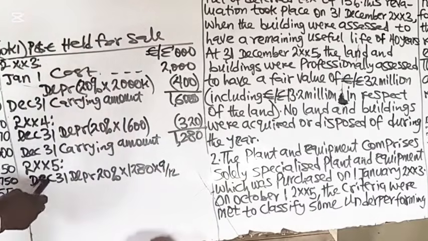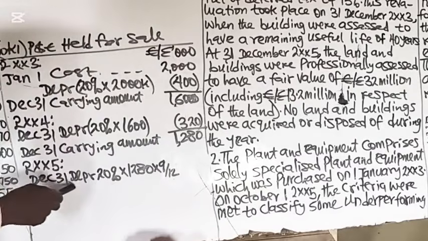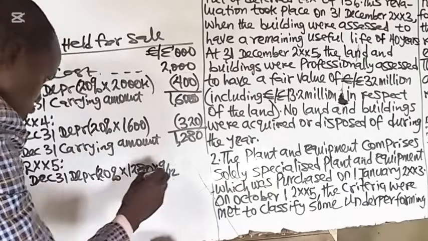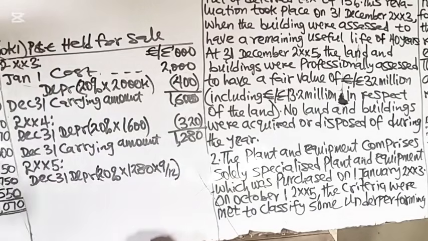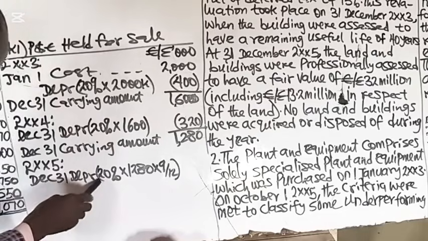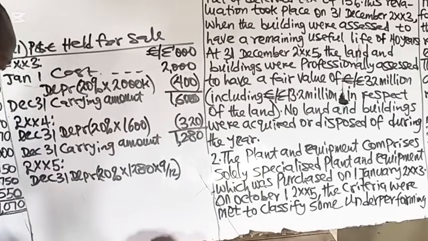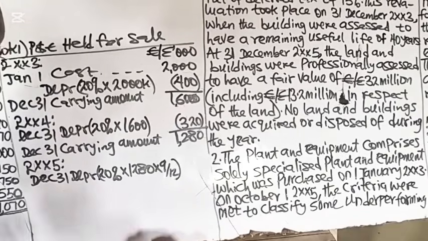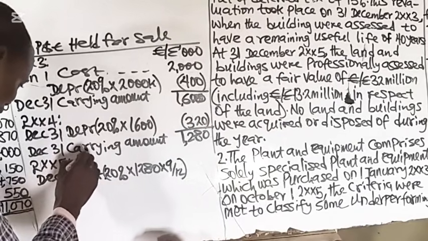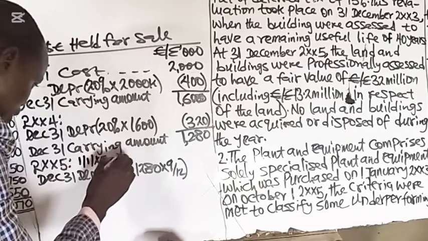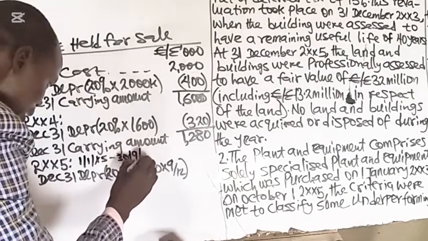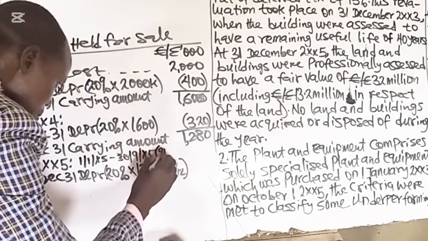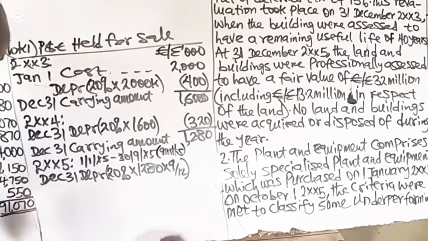Why not September 30 or October 1st here? Depreciation is usually charged at the end of the year, not midway towards the year end. We normally charge depreciation at the year end. That is why, you know, the criteria for held for sale were met on October 1st, 20X5. So that means depreciation for 1st of January, 20X5 to September 30, 20X5, which is 9 months depreciation, will be charged.